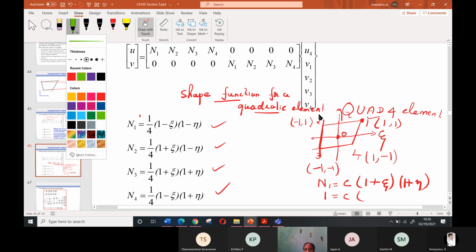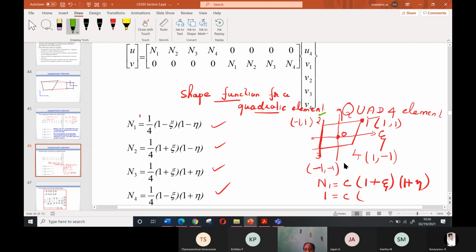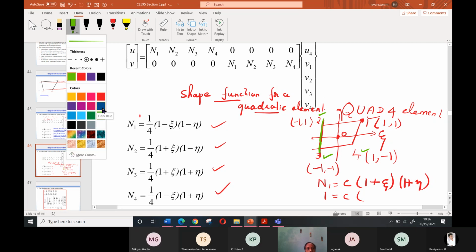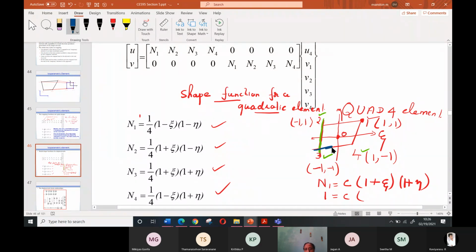So if I have to cover 2, I have to leave 1, because in that node the displacement function is equal to 1. That's the concept of the shape function, and 3 and 4 I have to cover. So this is the equation of the line covering the nodes 2 and 3, and this is the equation of the line covering 3 and 4. So what is the equation of the line? Can anyone tell me? What is the constant for this line?